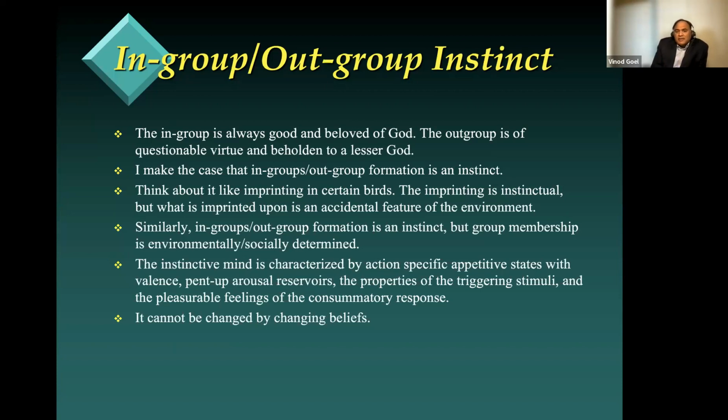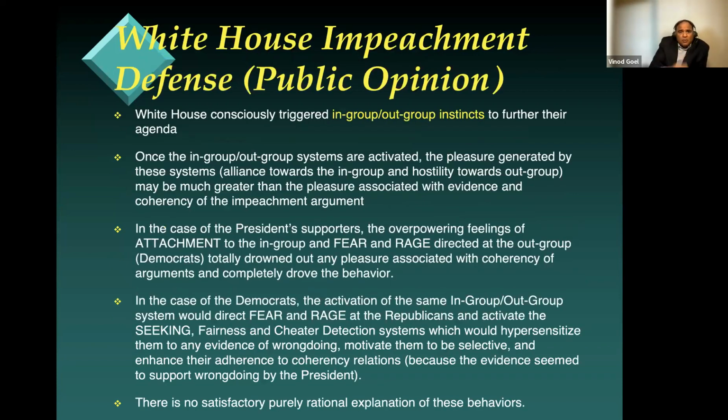So the instinctive mind is characterized by action-specific appetitive states with valence, pent-up arousal reservoirs, the properties of triggering stimuli, and the pleasurable feelings of the consummatory response. It cannot be changed by beliefs. And so the White House consciously triggered the in-group, out-group instincts to further their agenda. Once this system is activated, the pleasure generated by these systems, the allegiance towards the in-group and the hostility towards the out-group, and there's real pleasure associated with this, may be greater than the pleasure associated with the evidence and coherency of the impeachment argument.